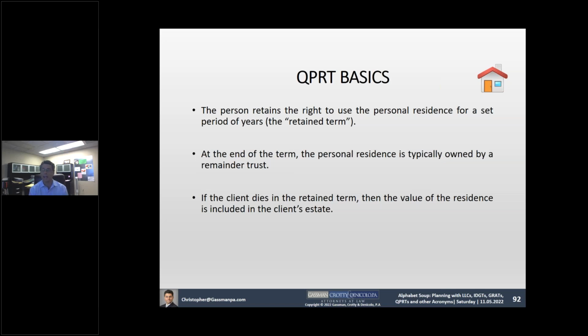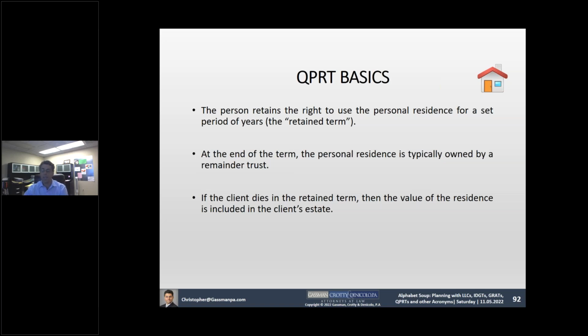So it's not something that is necessarily adverse or negative if you die during the term, but you should be aware that the QPRT does not provide estate tax savings if the person who establishes it dies during the retained term.